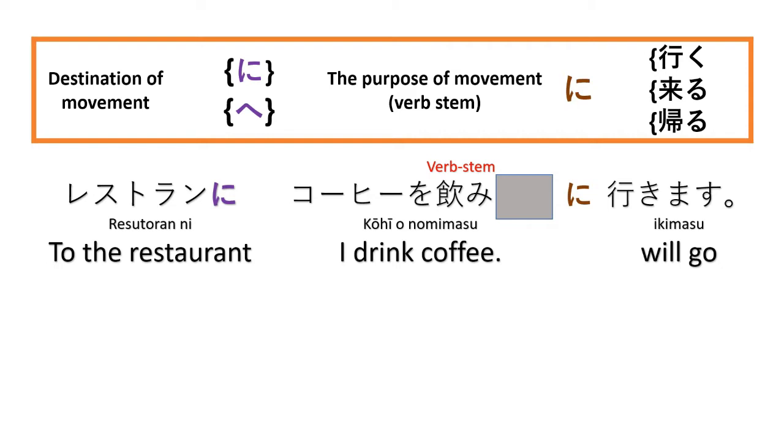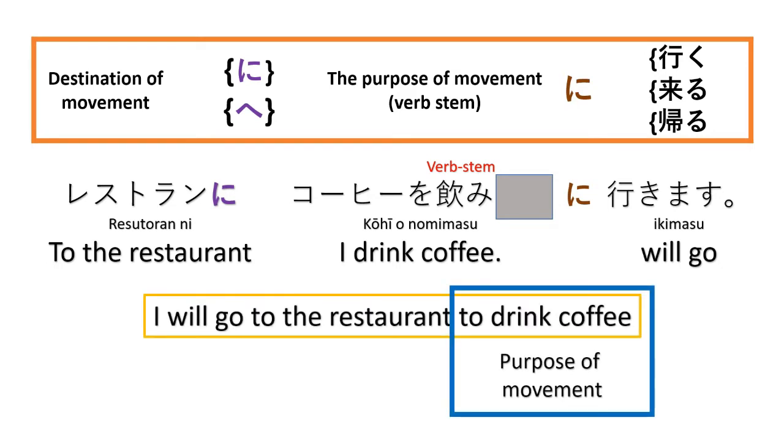レストランにコーヒーを飲みに行きます. And thus it will become, I will go to the restaurant to drink coffee. And the purpose of your going to the restaurant is to drink coffee.